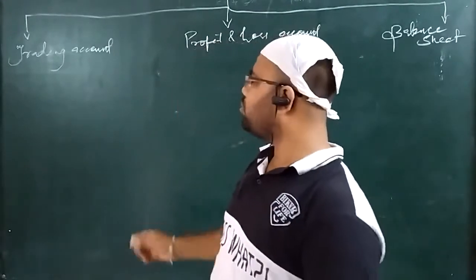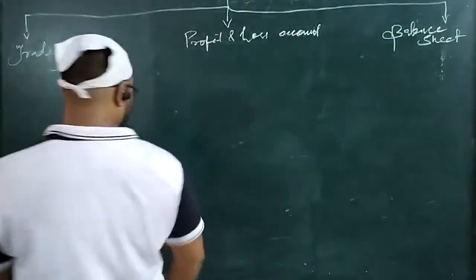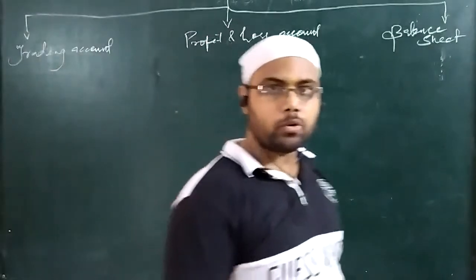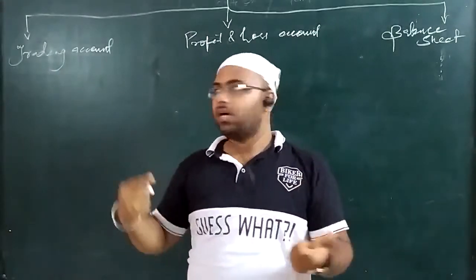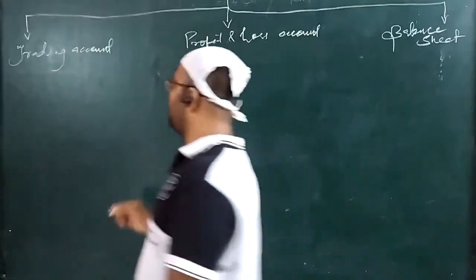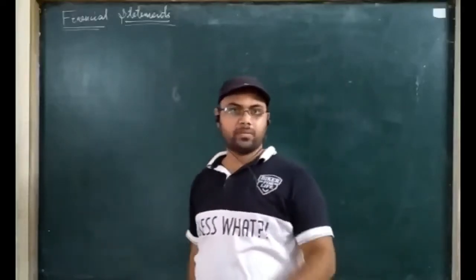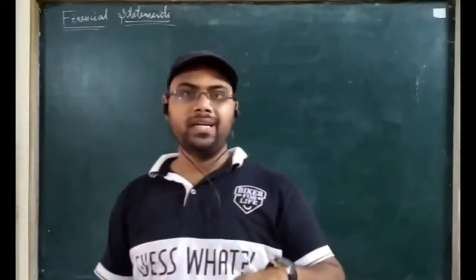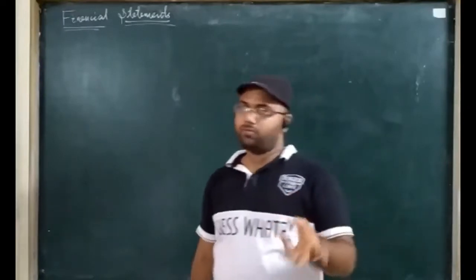Okay. So we'll see what sort of items are posted in the trading account. Remember, while categorizing expense and income, I told you what kind of expenses and incomes there are. Just revise it in your mind so that you will understand it properly. Okay students, now we will be discussing the types of financial statements, and how under the financial statements different types of expenses are posted to which side.